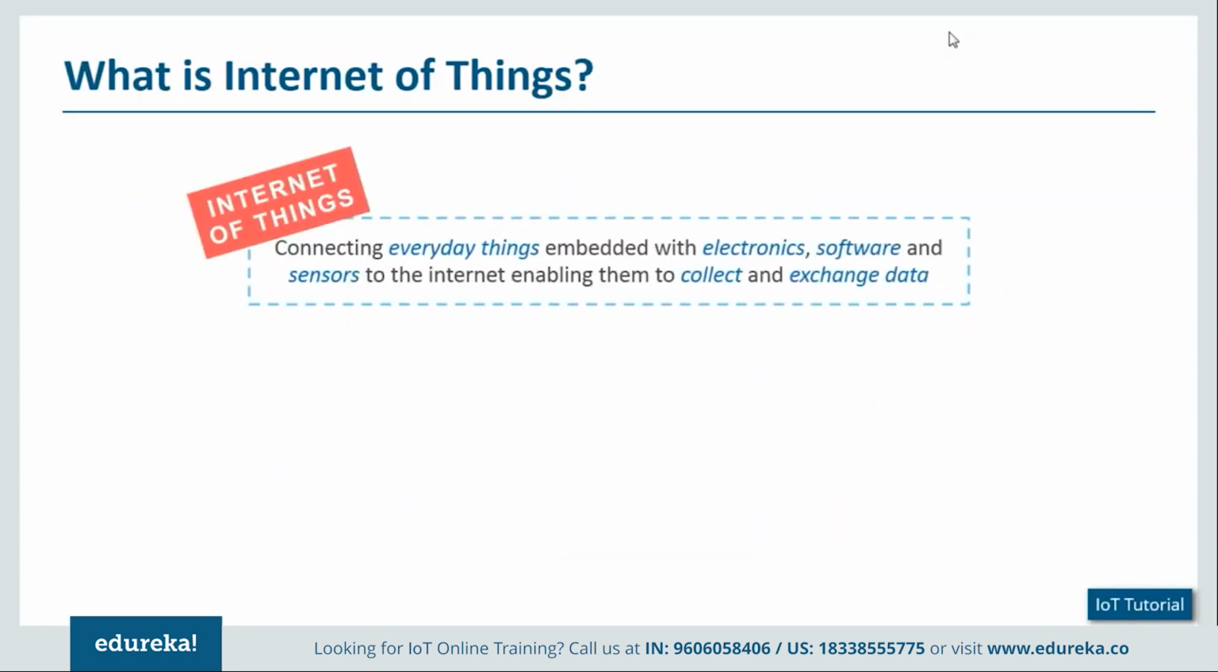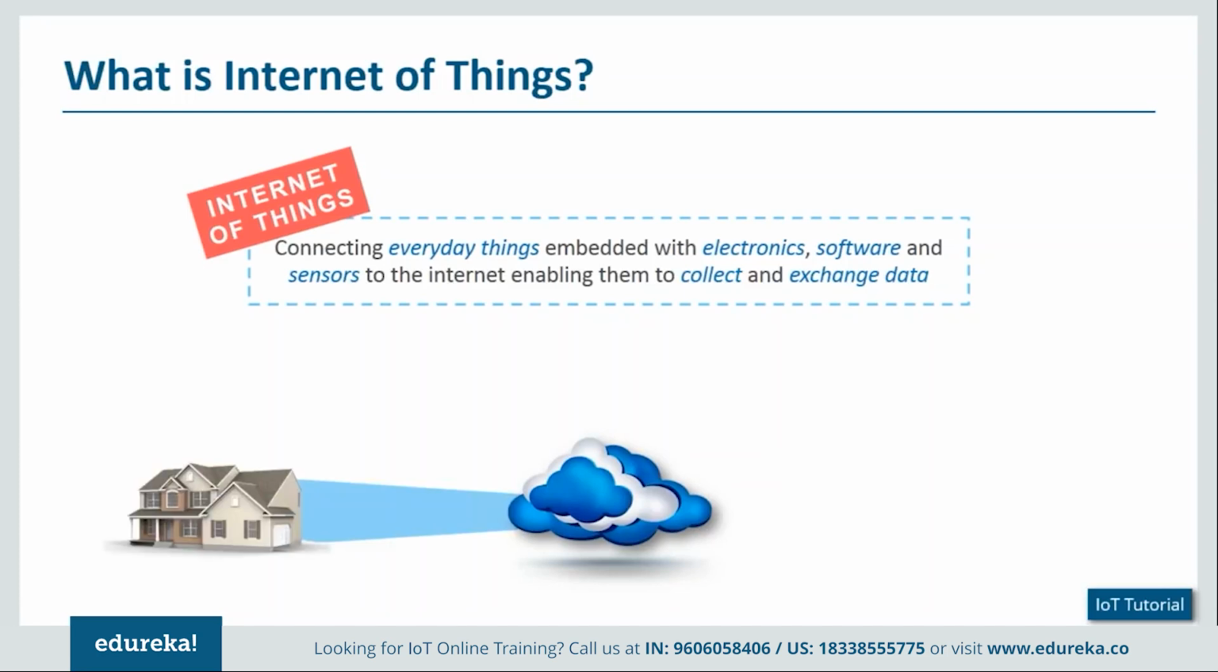It basically is a platform wherein we can connect everyday things which are embedded with either electronics, software or sensors to the internet, and this in turn enables us to collect as well as exchange data between these things. Now when I say things, it can be anything and everything. Let's say I have an internet platform wherein I can connect these things. If I take the example of my house, I can connect my lock, I can connect my AC, I can connect my lights, and all this can be managed on the same platform.